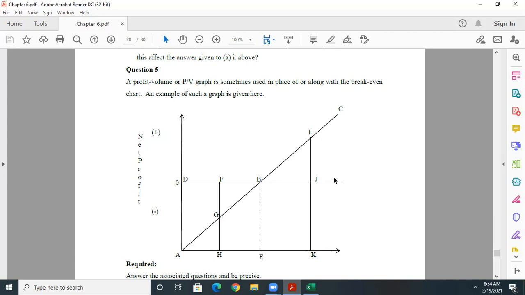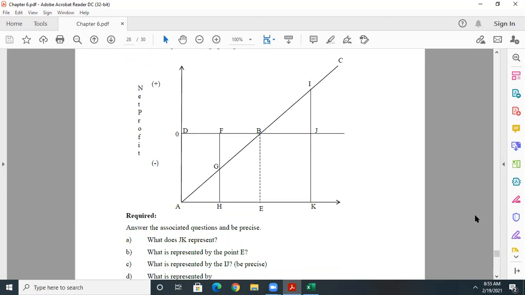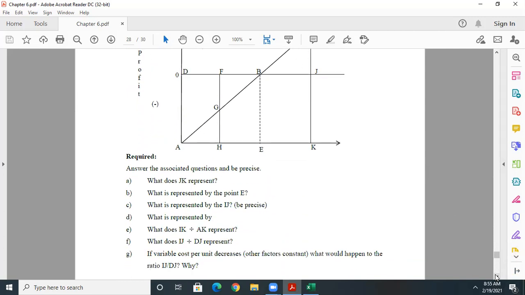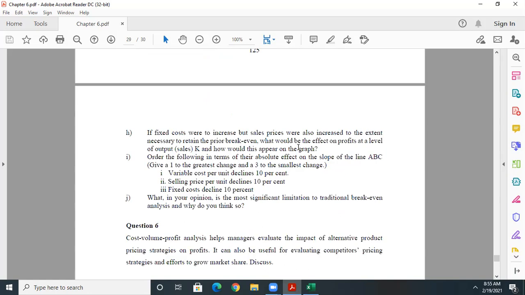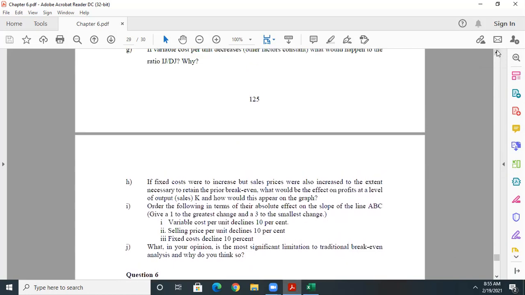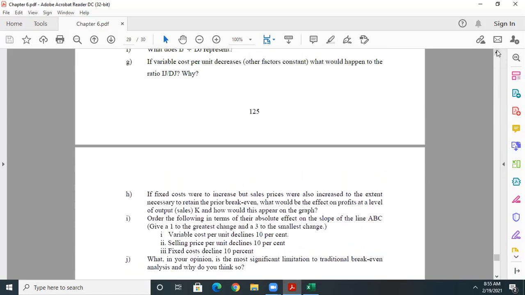At level of output K, what's going to be your profit? What is it asking? What will be the effect on the profit? So just think of it, it's a good question here. The fixed cost increases, but in order to retain the break even, the sales price increases. Then it asks what is the profit at a level of K. So suggesting, assume some figures, and if you draw something, that will help you to get to the answer.